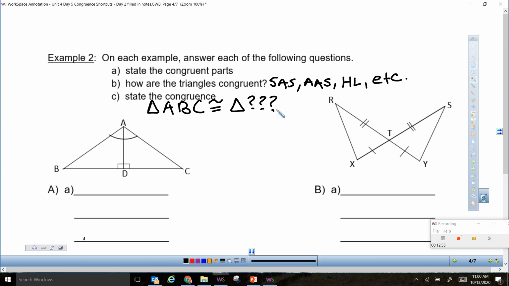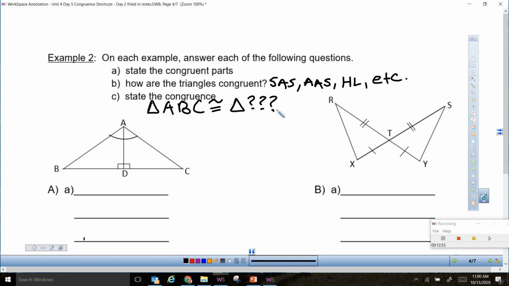So it's the same thing, except this time they're not telling you what the congruent parts are. They're showing you in the diagram. We have to write it out. And then they switch the order. So we have to state the postulate and then state the congruent triangle. Okay, so part A, we need to name the congruent parts.